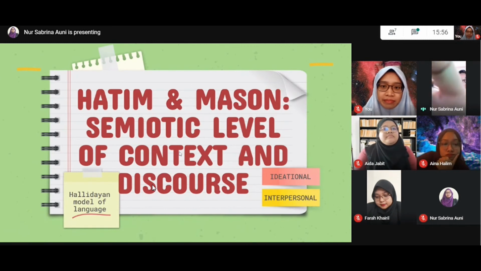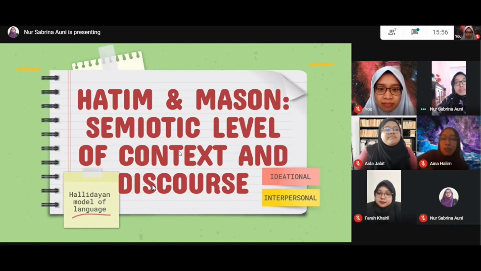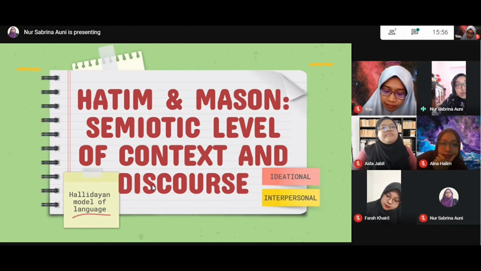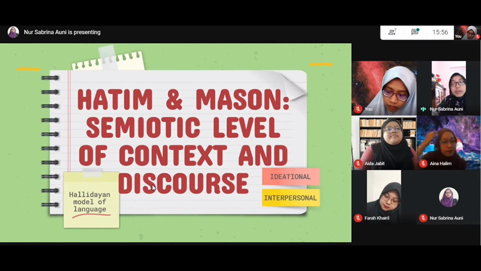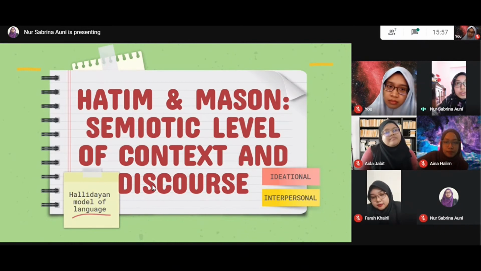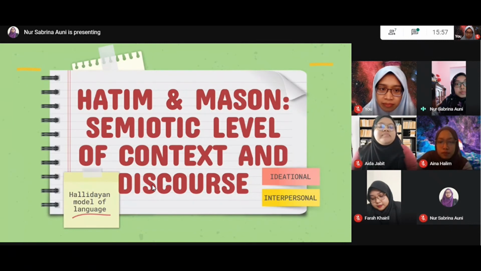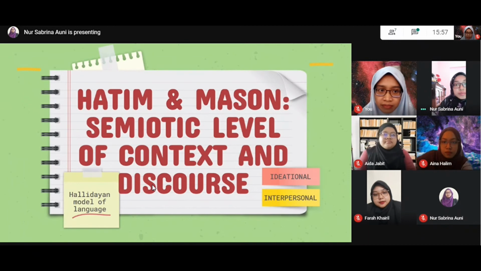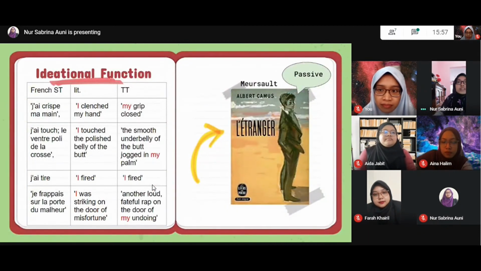So this model actually comes from the Hallidayan model of language, which was explained by our panel, Farah, just now. Hatim and Mason developed their own model, incorporating the ideational and interpersonal from the Halliday model of language. So let's look at the example of ideational function.